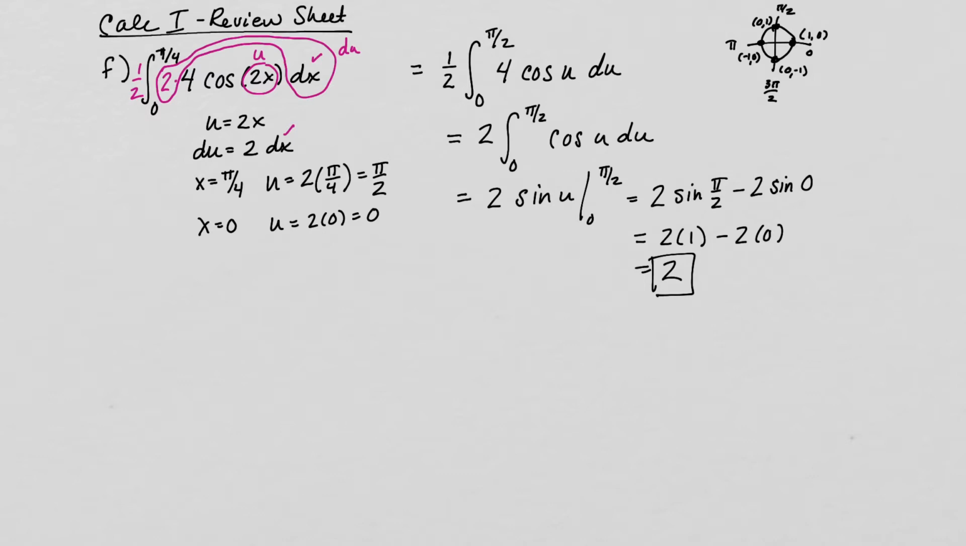Yeah, the sine is the y value on the unit circle. Yep. And then tangent is y over x. Yep, exactly. So cosine is x, tangent is y over x.